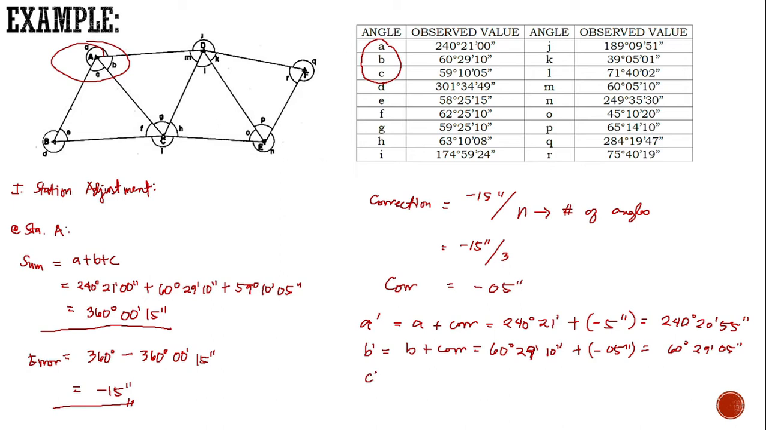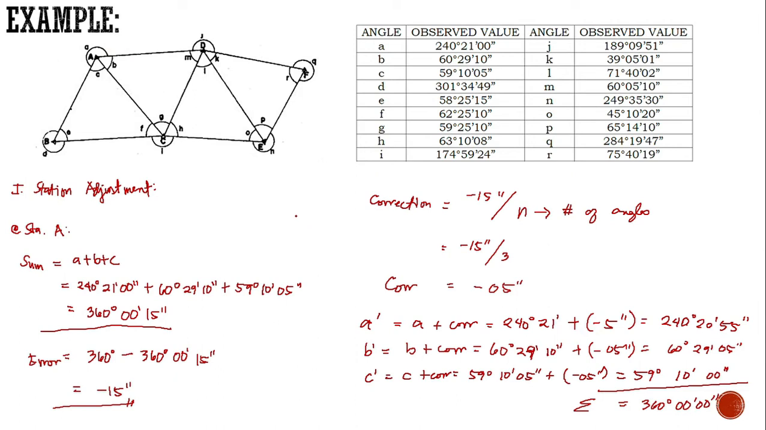For our third angle at this station, which is angle C: 59 degrees, 10 minutes, 5 seconds, plus the correction of negative 5 seconds. Our new value for C is 59 degrees, 10 minutes. So the summation of these angles is equal to 360 degrees. Since we've already corrected all the angles at station A, we can now proceed to station B.